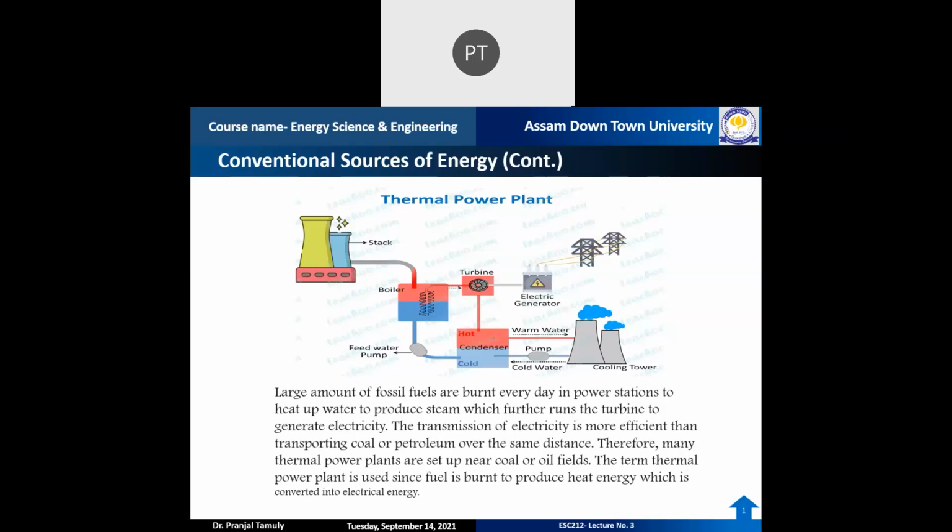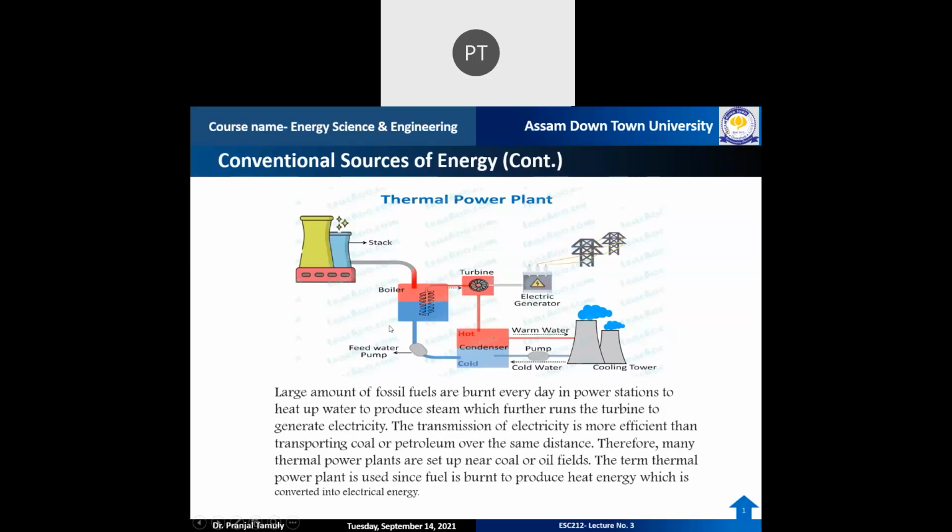The transmission of electricity is more efficient than transporting coal or petroleum over the same distance. Therefore, many thermal power plants are set up near coal or oil fields. The term thermal power plant is used since fuel is burned to produce heat energy, which is converted into electrical energy. So this is the schematic diagram of a power plant.